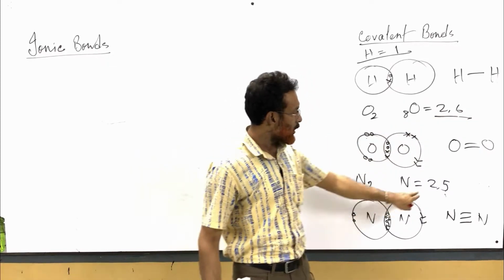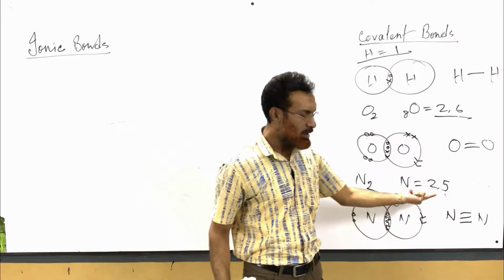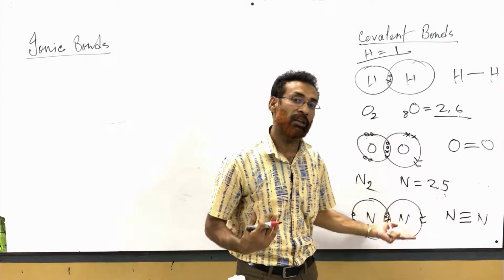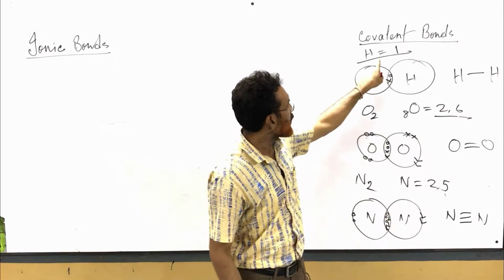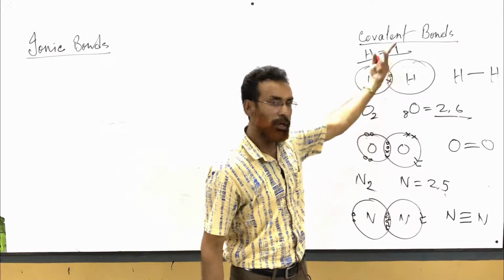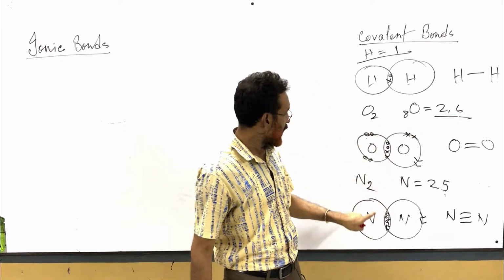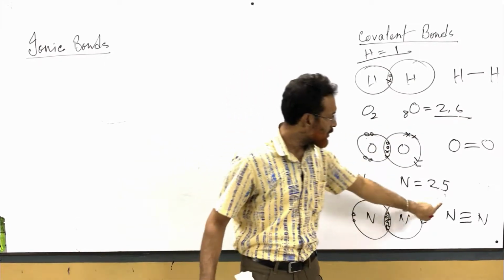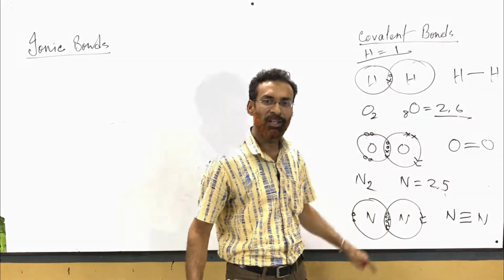And for nitrogen, look at the electron configuration. You get 5. So nitrogen needs 3 more electrons, so it is going to send 3 electrons in the common space for sharing. This is why hydrogen sends 1, because it needs 1. Oxygen needs 2, so oxygen sends 2 for sharing, and nitrogen needs 3 to complete its outer shell, so it is going to send 3 electrons.